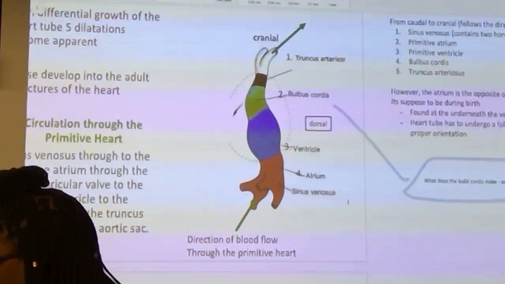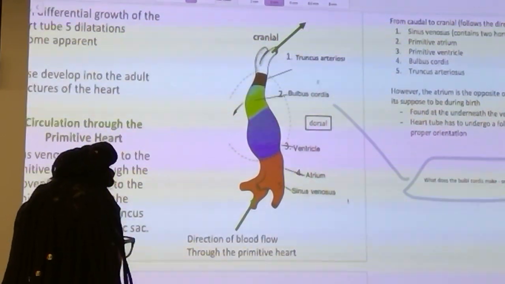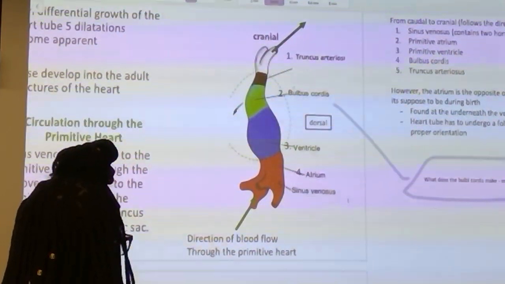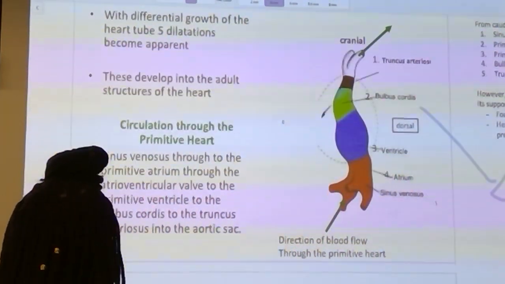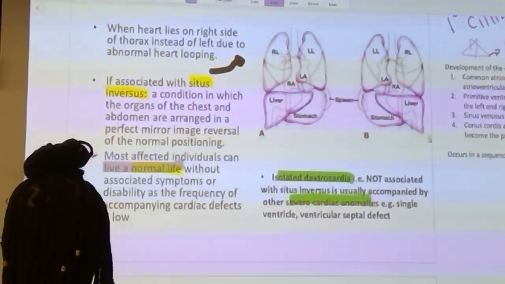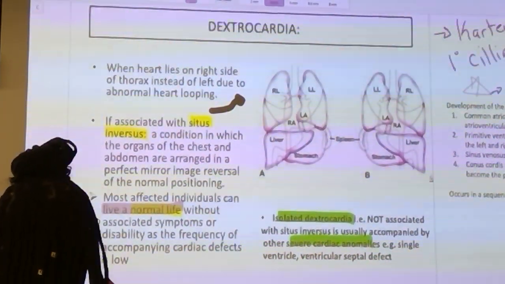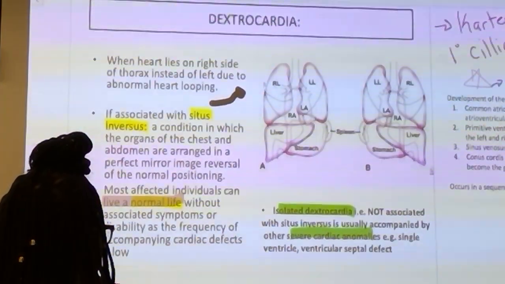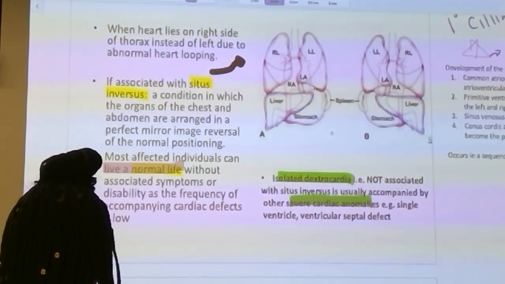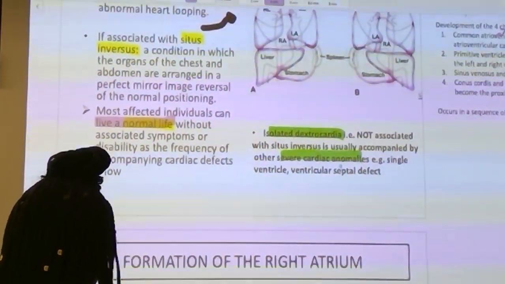And just know the special names for the, I think in the adult heart they have special names like trabeculae carneae, pectinate muscle, so tie that in as well. Just know situs inversus is when everything is switched. Just know isolated dextrocardia is only when the heart switches.